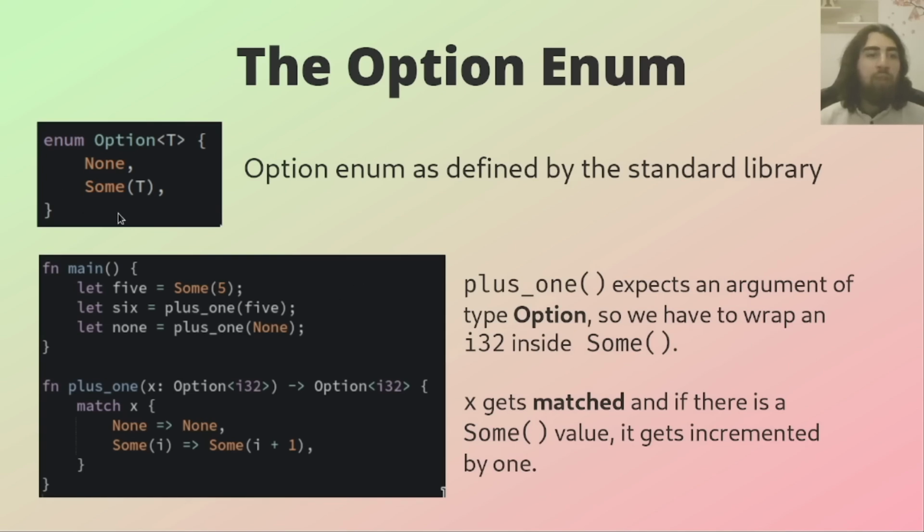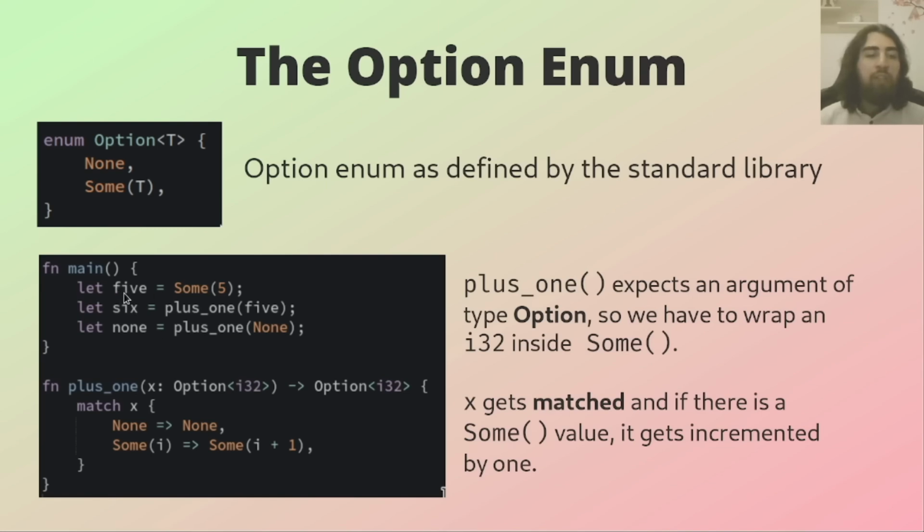So this is how the enum Option looks like as defined by the standard library. As you can see, it's an enum holding 2 variants, None and Some. Now this over here is a generic, meaning that Some can hold any type, and we'll cover generics very soon. But for now, again, think that this can hold any type provided. So let's see an example over here.